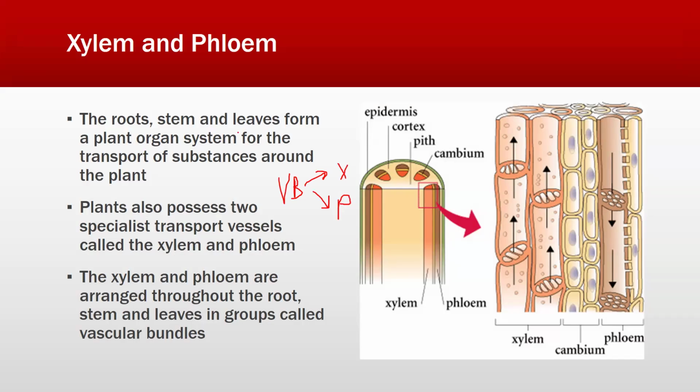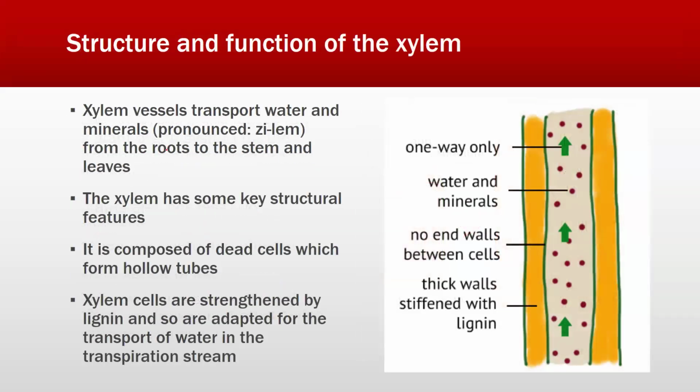The roots, stem, and leaves form a plant organ system for the transport of substances around the plant. Plants also possess two specialist transport vessels called the xylem and phloem, and the xylem and phloem are arranged throughout the root, stem, and leaves in groups called vascular bundles. Xylem vessels are responsible for the transport of water and minerals from the roots to the stem and leaves.